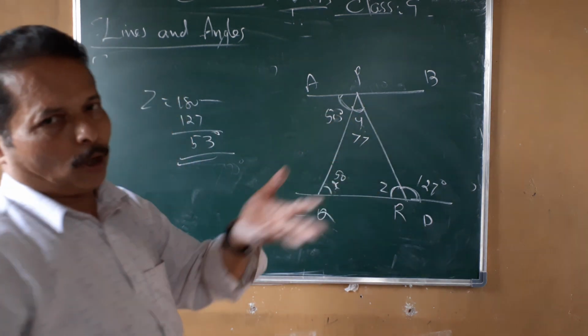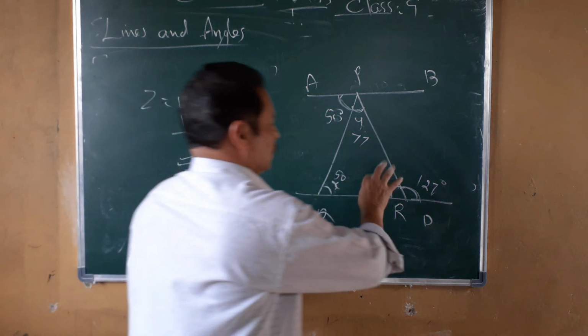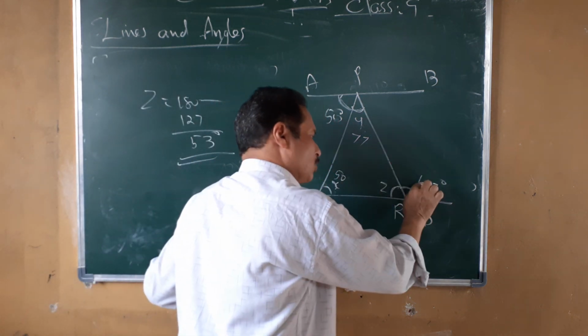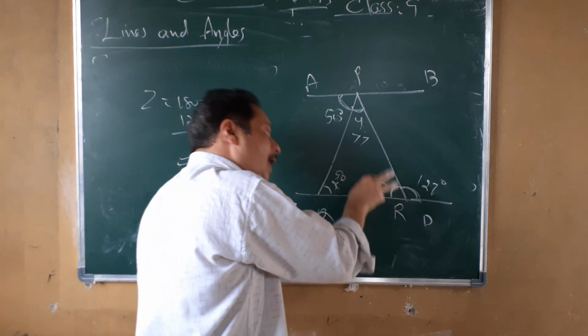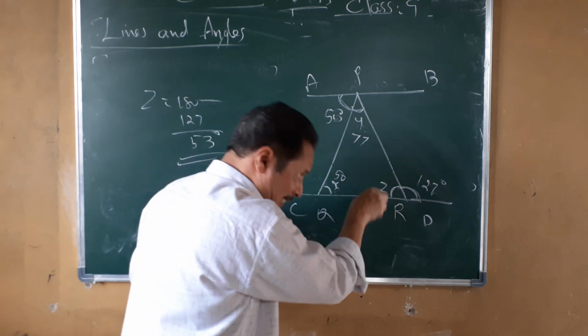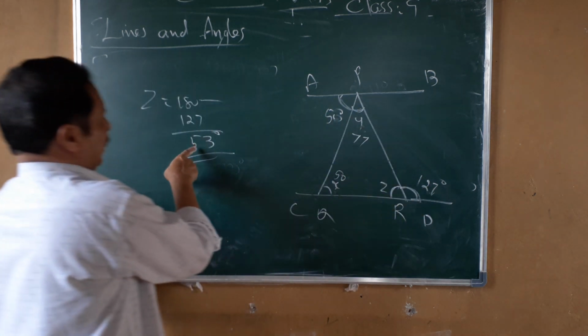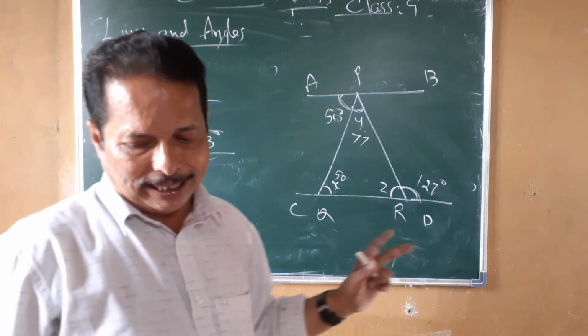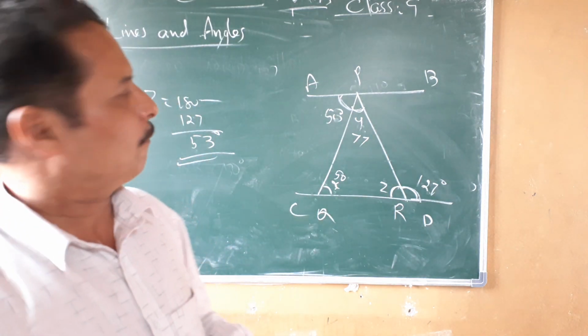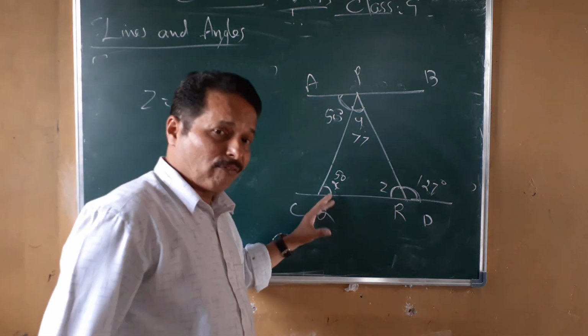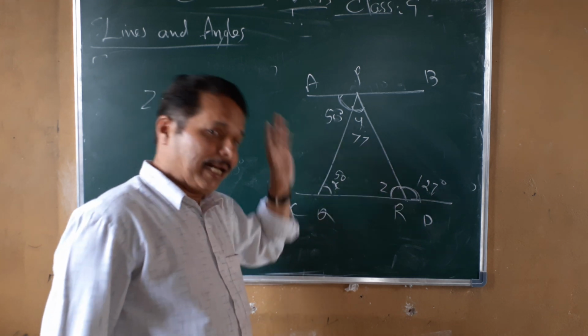Otherwise, by the angle sum property also you can complete it. The total, this is a linear pair, this is 127, the remaining part of the linear pair is Z, equal to 180 minus 127, equal to 53 degrees. Is it clear? You watch the video carefully, then answer it.